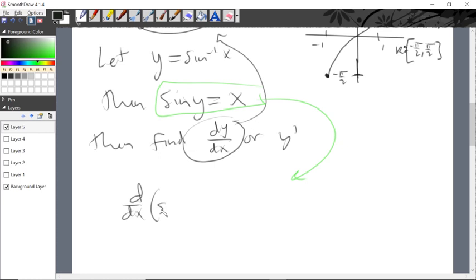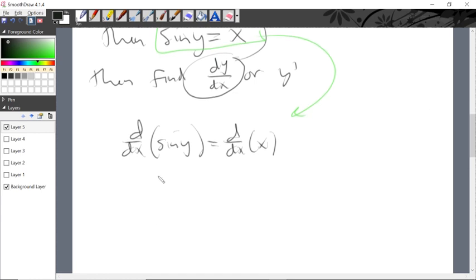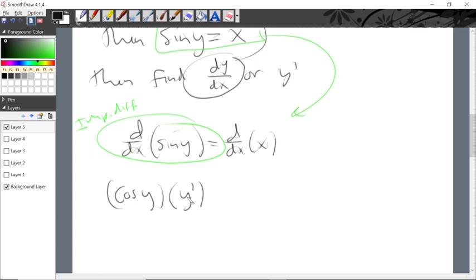So we take the derivative with respect to x of the sine of y, set that equal to the derivative with respect to x of x. Now the derivative of the sine of y with respect to x requires implicit differentiation. To start with, the derivative of the sine function is cosine, so we get the cosine of y. Then, because the inner function is y, we apply implicit differentiation, the chain rule. We get y prime, so cosine y times y prime. The right-hand side, the derivative of x with respect to x, is just 1. And now we can solve for y prime.